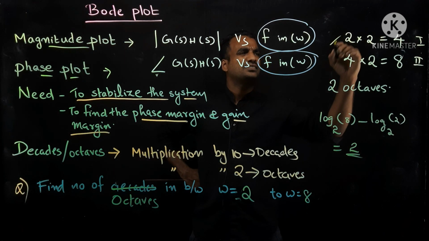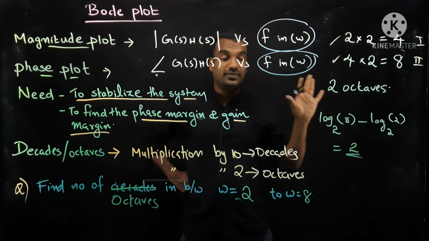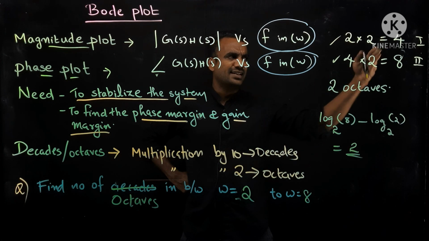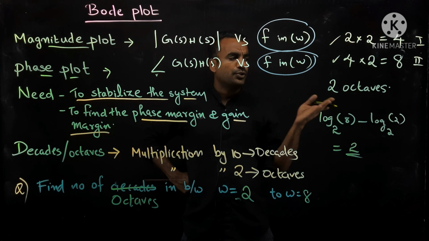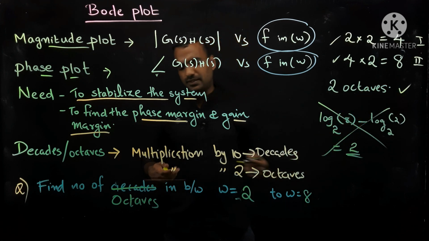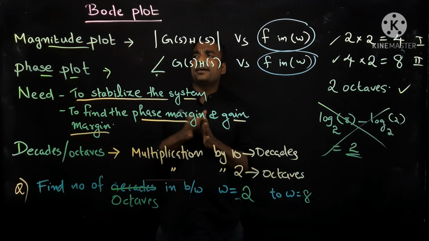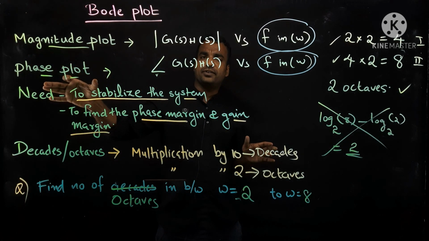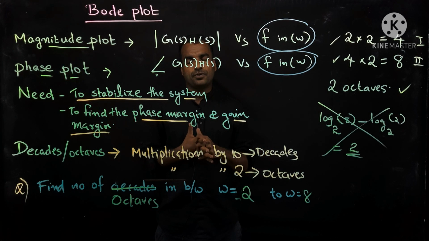But I think the simple method is the good method, because no such complicated things will come in this session for finding octaves or decades. Simple questions like this will come. So you can calculate by your mind itself. No such calculation is needed. So don't use this method. This is the simple method, I think. Now we are moving to the procedure for finding the magnitude plot, and then we will learn the procedure to draw the phase plot separately. Okay.